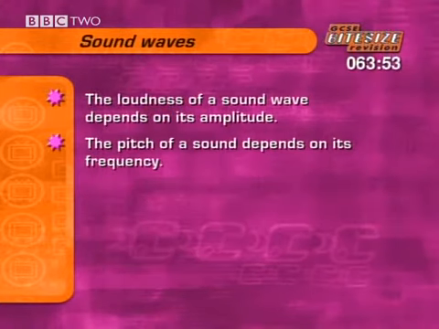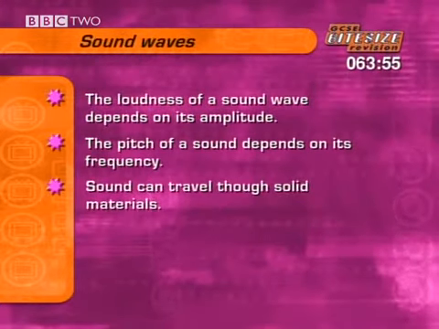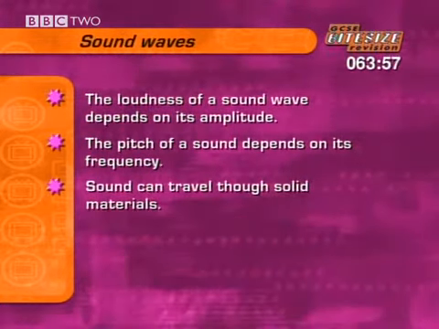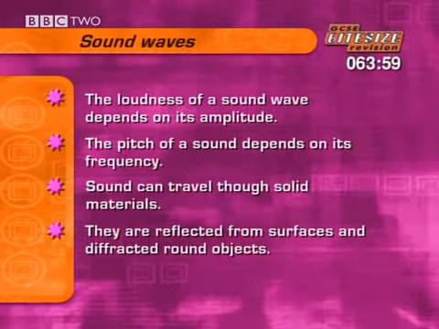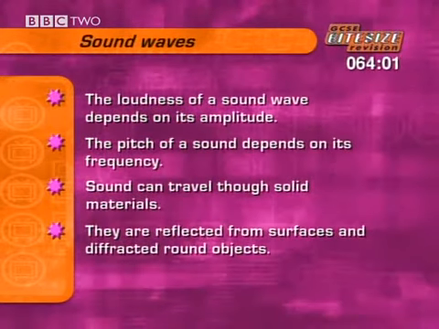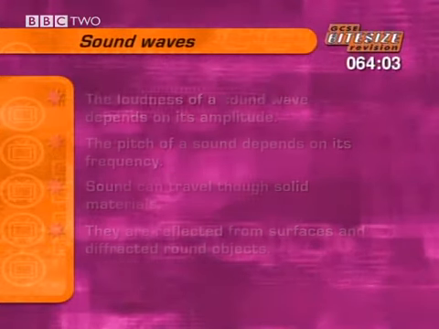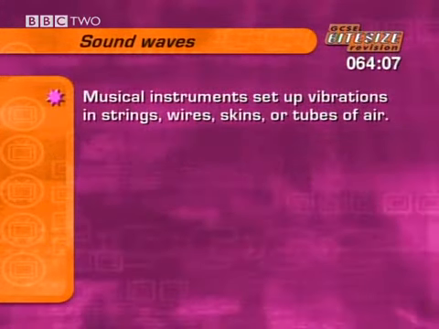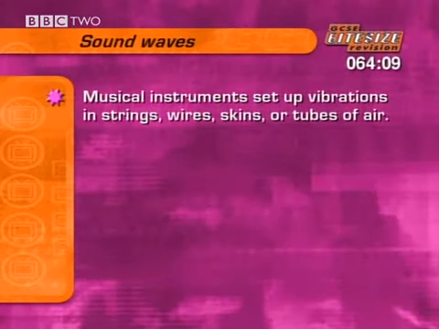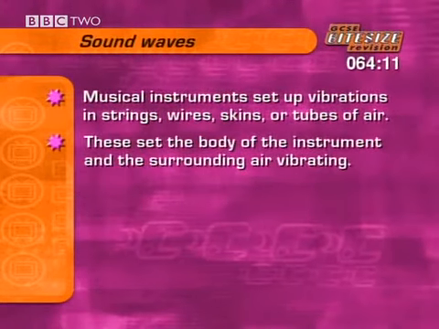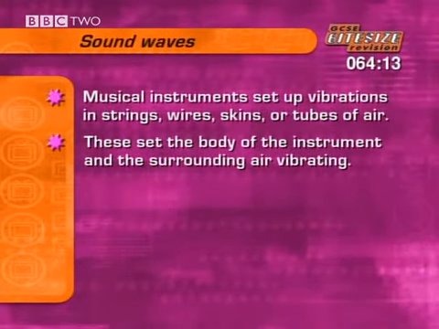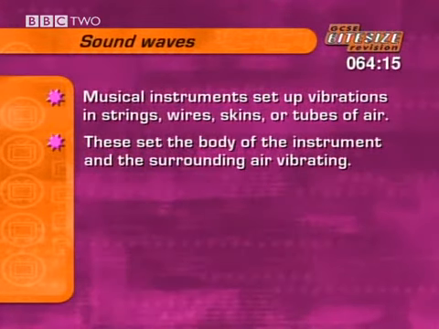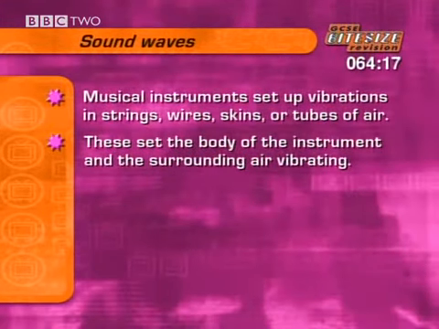We can hear sound from things we can't see because sound waves can travel through solid materials, are reflected from surfaces, and are diffracted round objects. Musical instruments work by setting up regular vibrations in strings, wires, skins, or tubes of air, which set the body of the instrument and then the surrounding air vibrating with the same pattern.